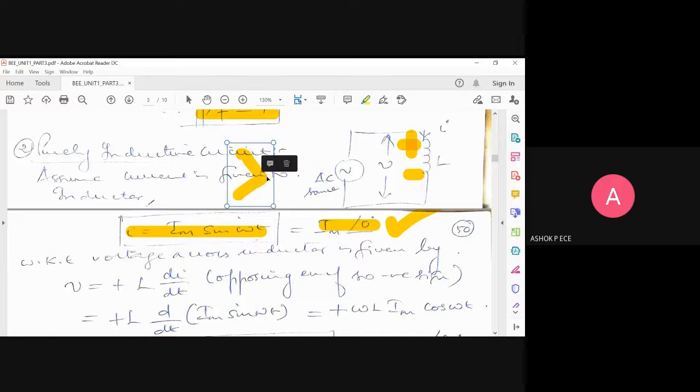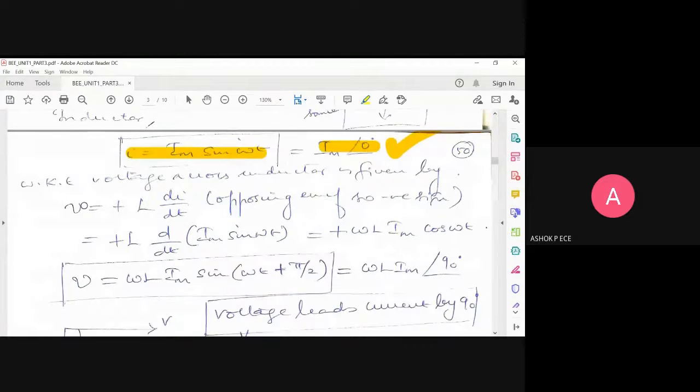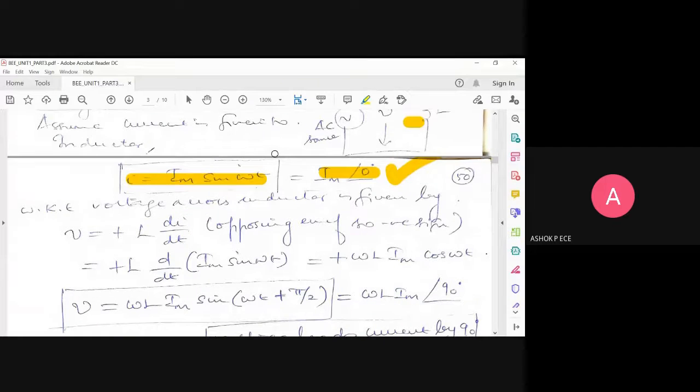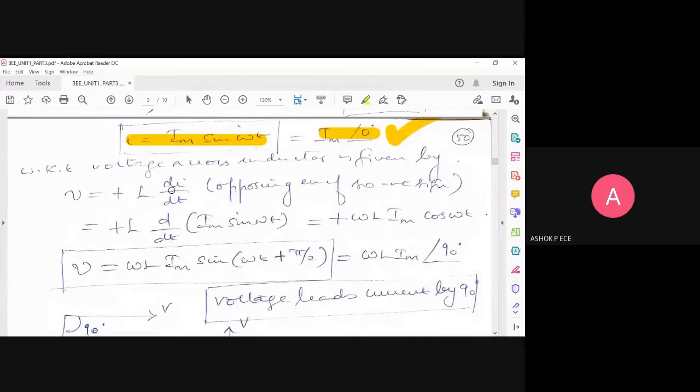Now you know the voltage across an inductor is given by v = L di/dt. Differentiate this current. What is the differentiation of sin ωt with respect to t? It is cos ωt, into ω. Im is constant, so bring that out. So you get ω L Im cos ωt. This is the voltage across your inductor.